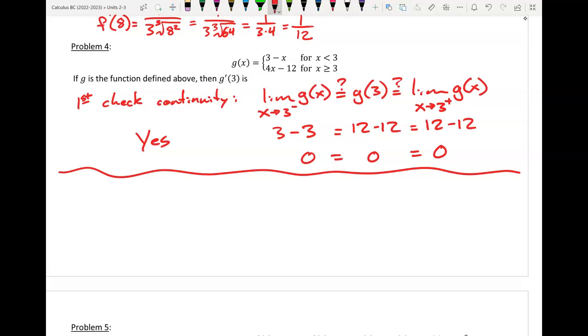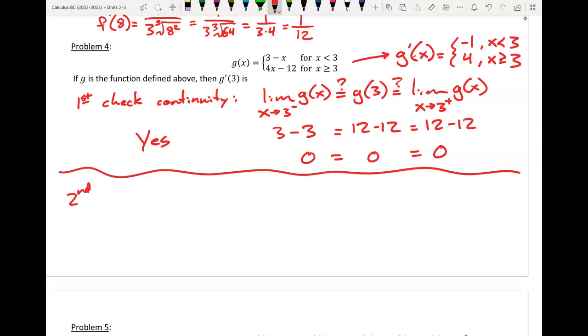So now what do we have to check? Is it differentiable? So then we have to take the derivative of both of those. So then it might be useful up here to say, well, what is g prime of x? What's the derivative of 3 minus x? 0. Nope. Negative 1. For x is less than 3. What's the derivative of 4x minus 12? 4. For x is greater than or equal to 3.